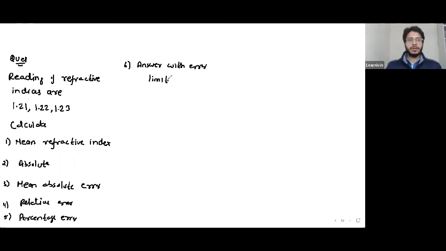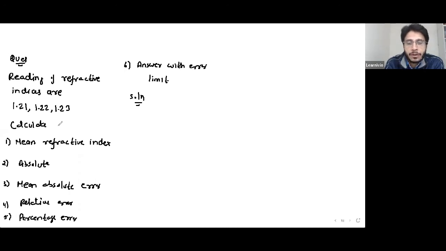Report your answer with error limit. So just one more thing. If in the numerical of error, it is given that report or calculate your answer with respect to significant figure, then while adding, subtracting, multiplying and dividing, you have to follow the rules of significant figure that we have recently done.